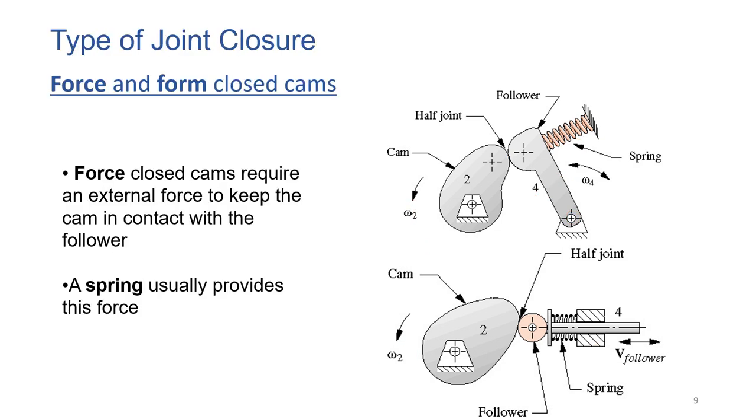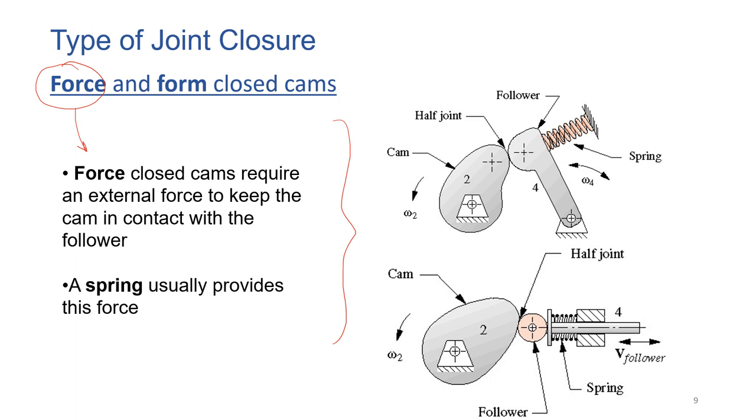Moving on, the type of joint closure can be of two different types. One is what we call force closure, and the other one is what we call form closure. So at this particular stage, force is being exhibited right over here. You can see that this spring is forcing this follower to remain pushed against the cam profile all the times. As a result of this force being exerted by the spring, you're going to call this kind of joint closure a force closure.